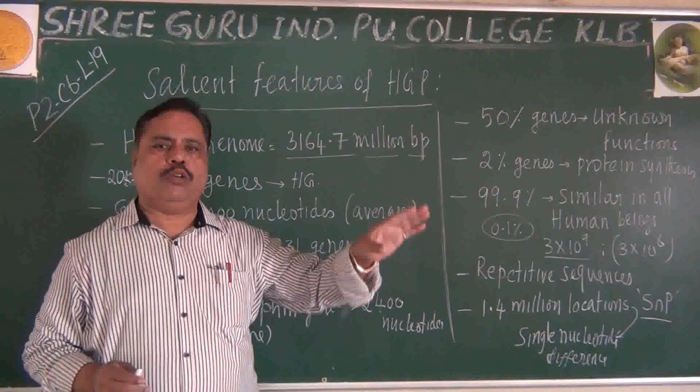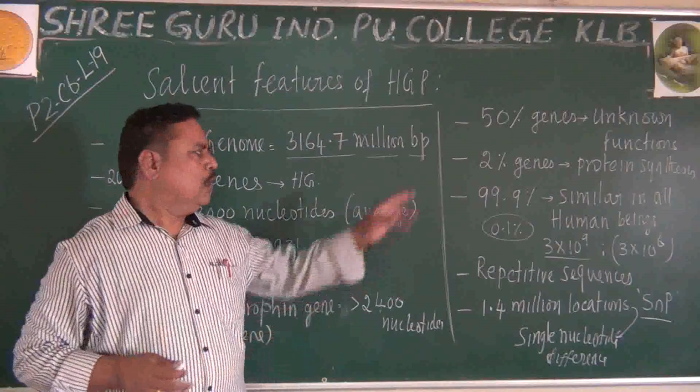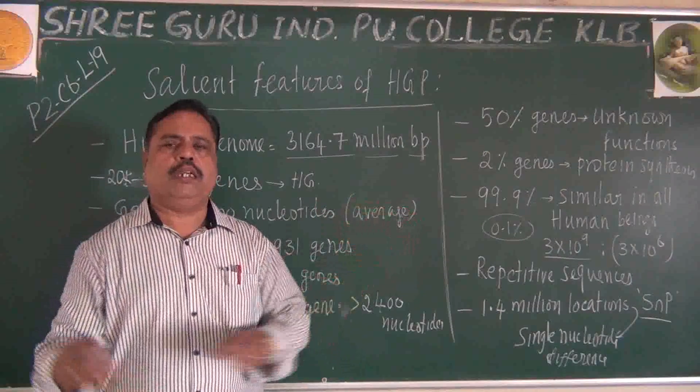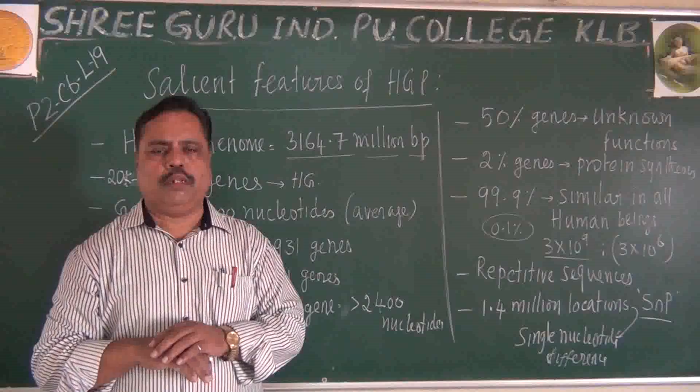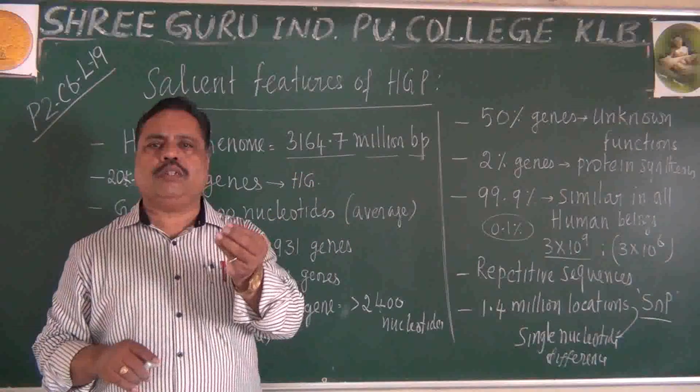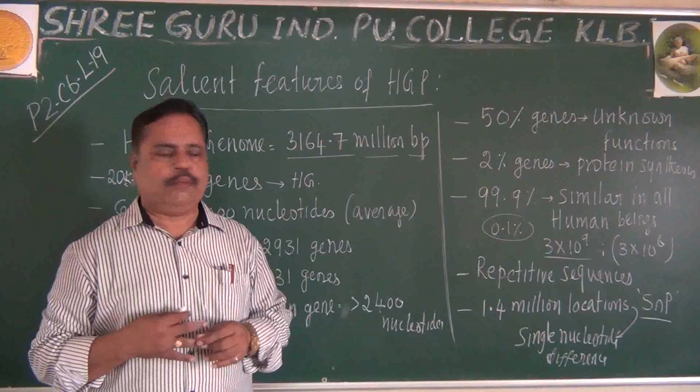2% of our genome only codes for protein. 99.9% of our genome is similar in all types of human beings. So we differ only in 0.1%. That is around 30 lakh nucleotides we can say.